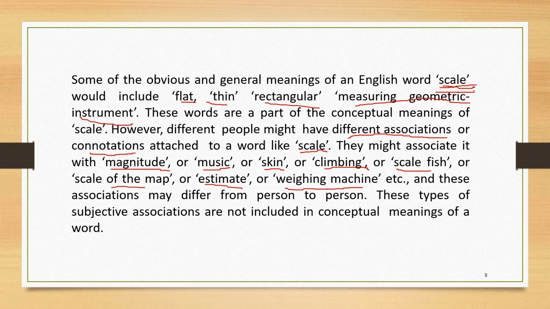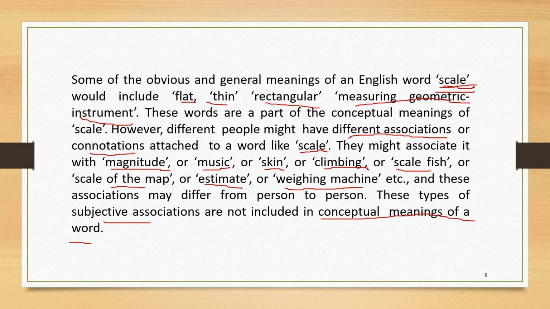And these associations may differ from person to person. There can be many more associations, many more meanings. They all depend upon the imagination of the speaker, or say his experience, his motive, his intention. What is he trying to convey by the word scale, or when the word is spoken to him, what does a listener gather? So these associations may vary from person to person. These types of subjective associations are not included in the conceptual meanings of a word. Very true. They are not included. These are all subjective associations.